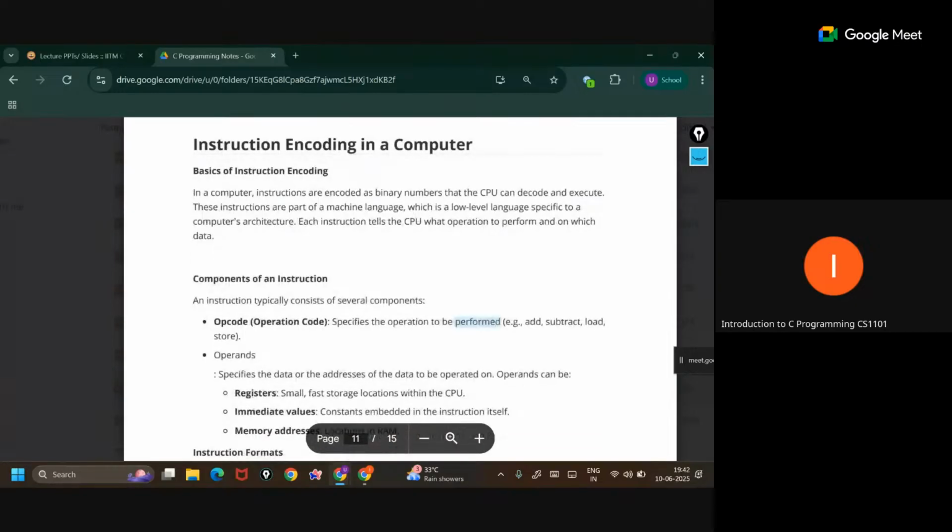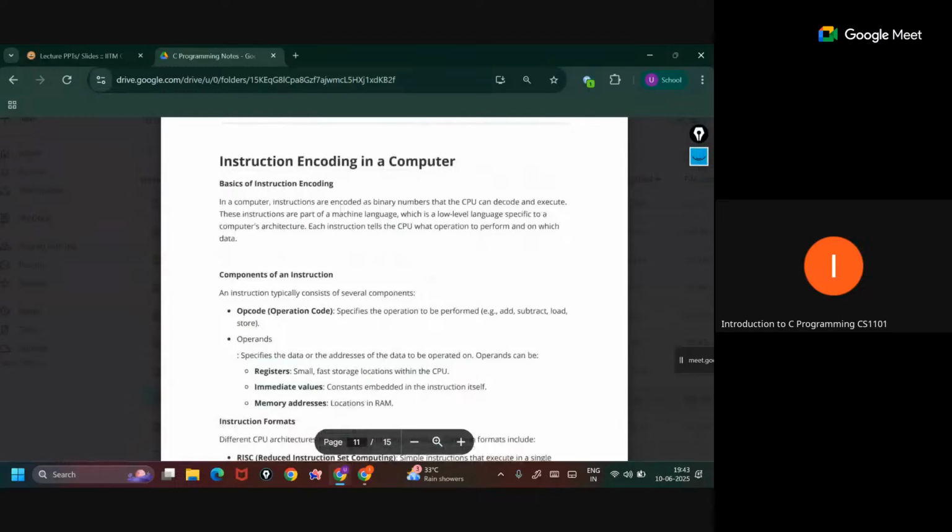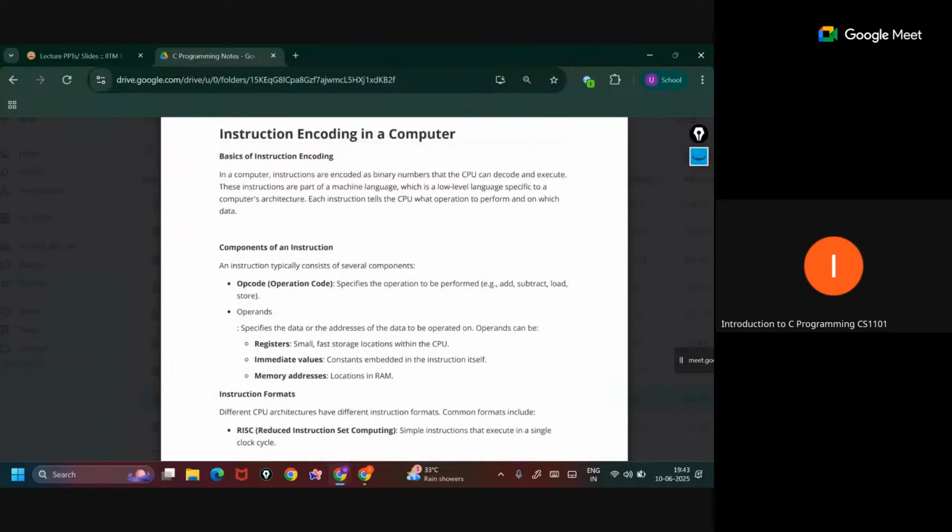And next is instruction encoding in a computer. Instruction encoding in the sense that instructions are always in binary values, so that the CPU can decode and execute.